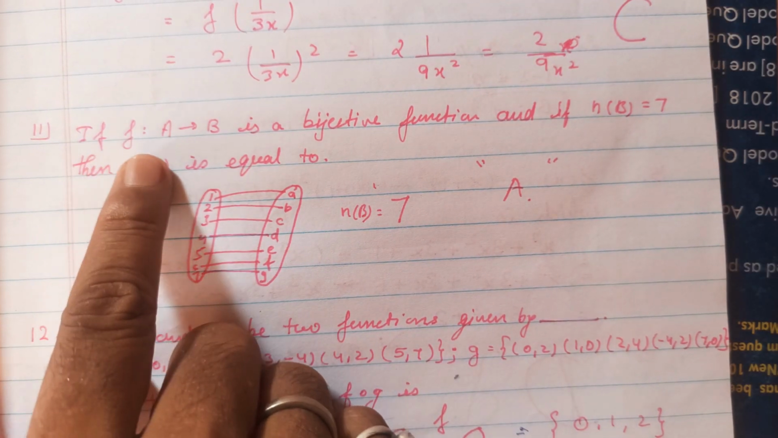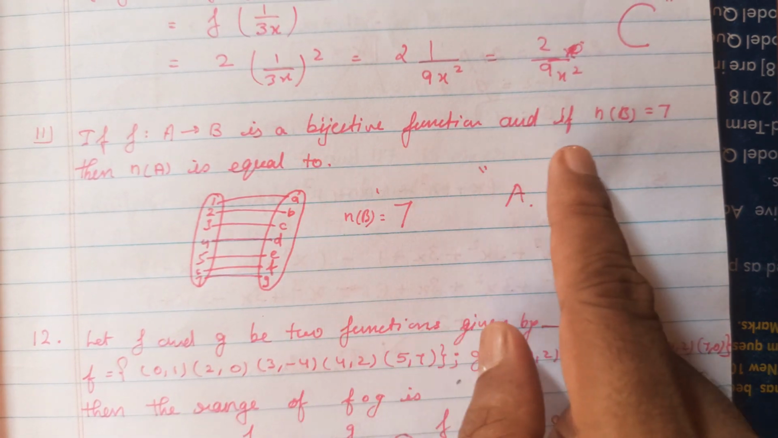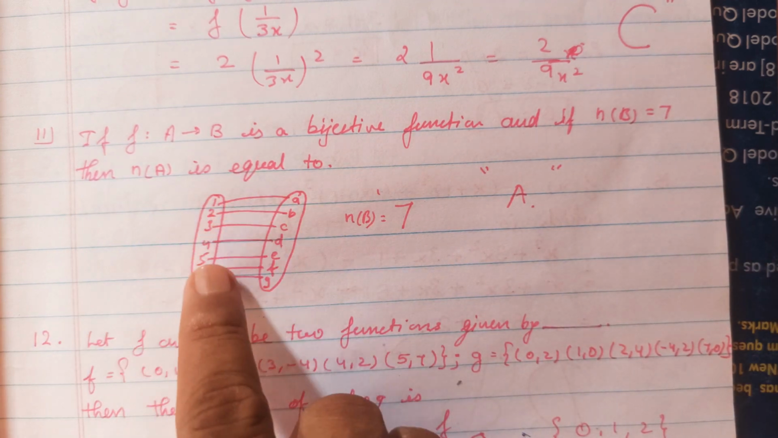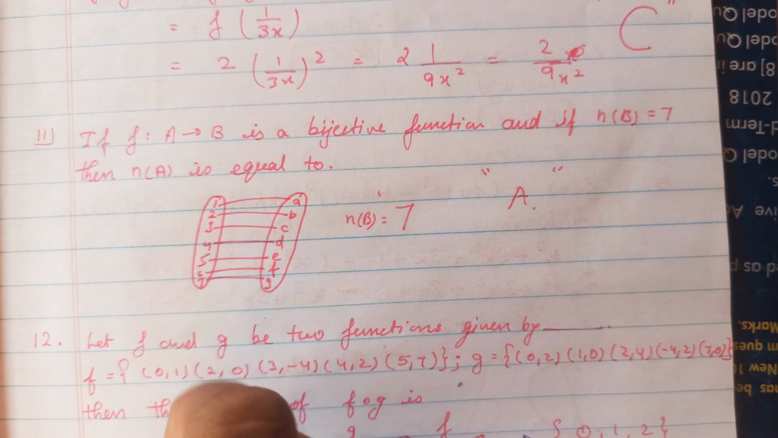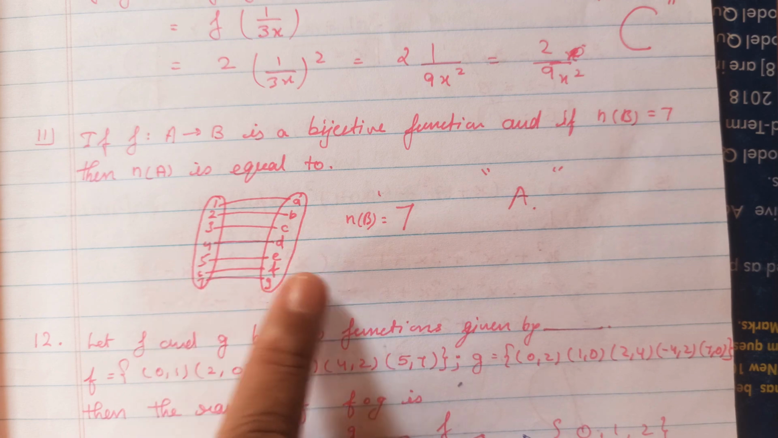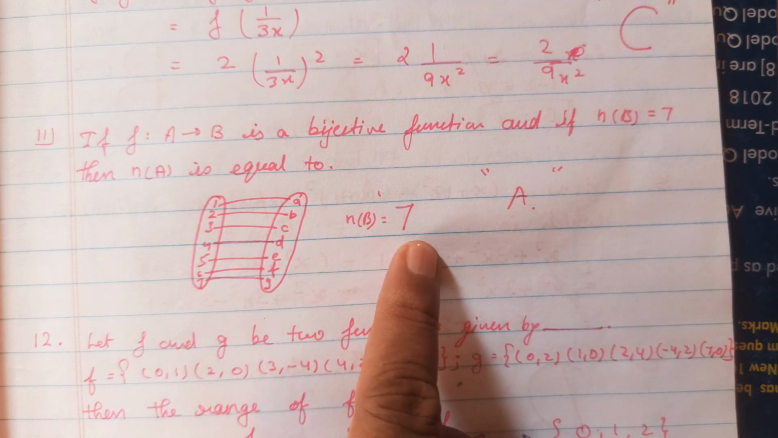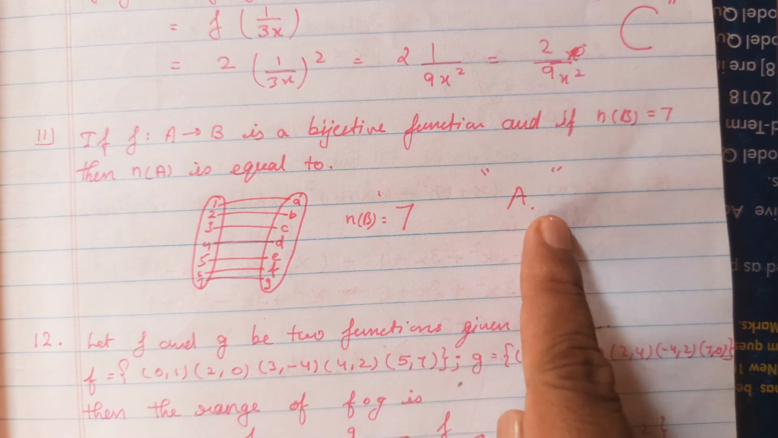If f from A to B is a bijective function, so when we say bijective function, it is one-to-one and onto. If n(B) is equal to 7, then n(A) is equal to? I have written the function myself: 1, 2, 3, 4, 5, 6, 7 represented by a, b, c, d, e, f, g. So B should contain 7 because to become a one-to-one function there should be a pre-image. Hence option A is correct.